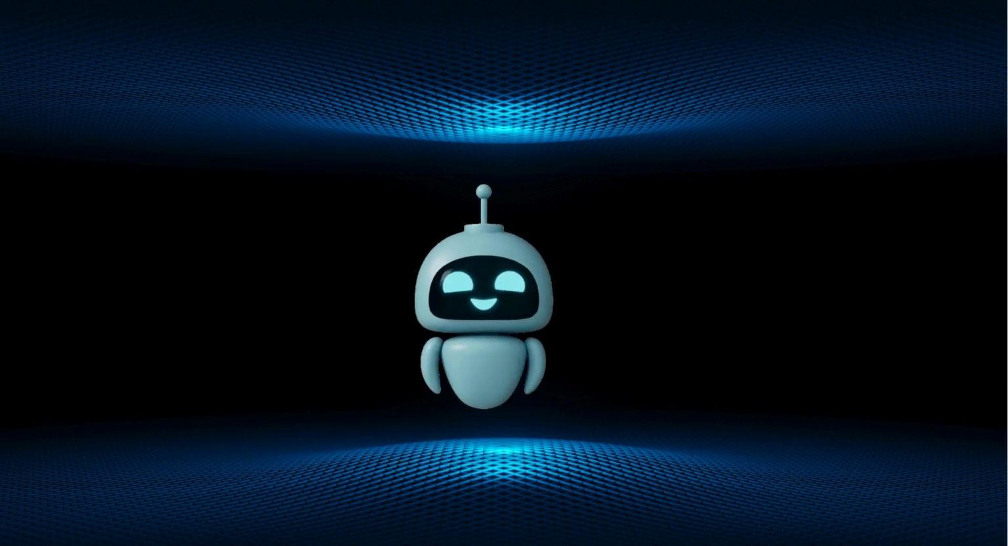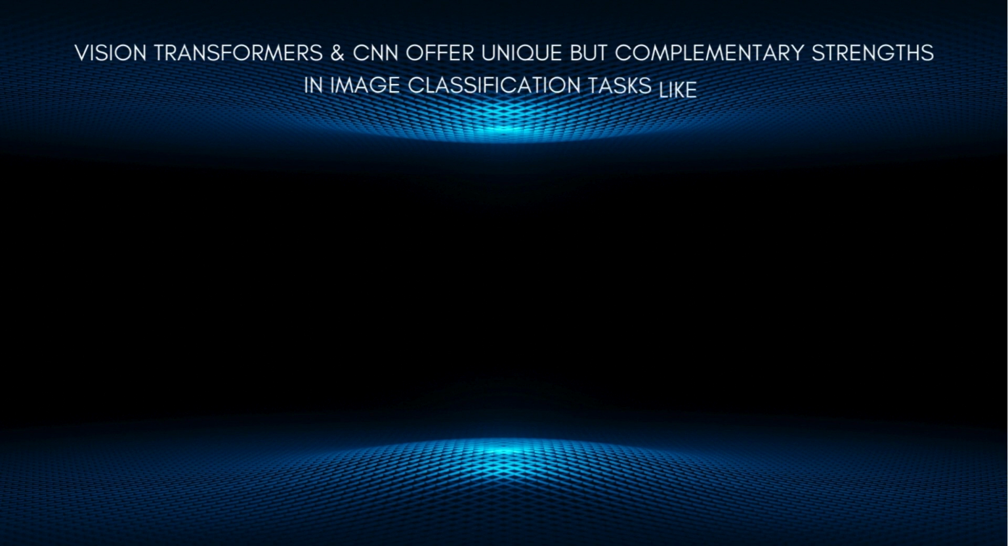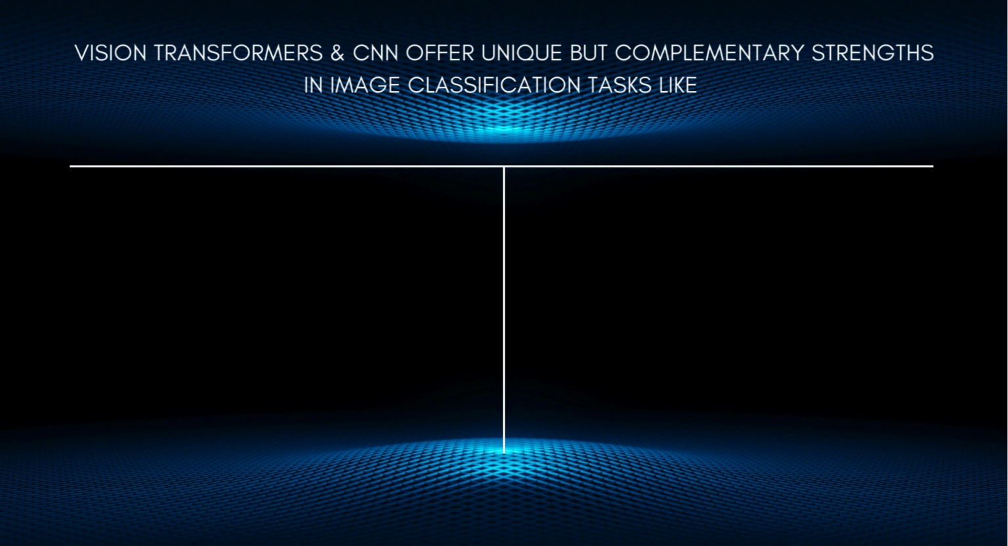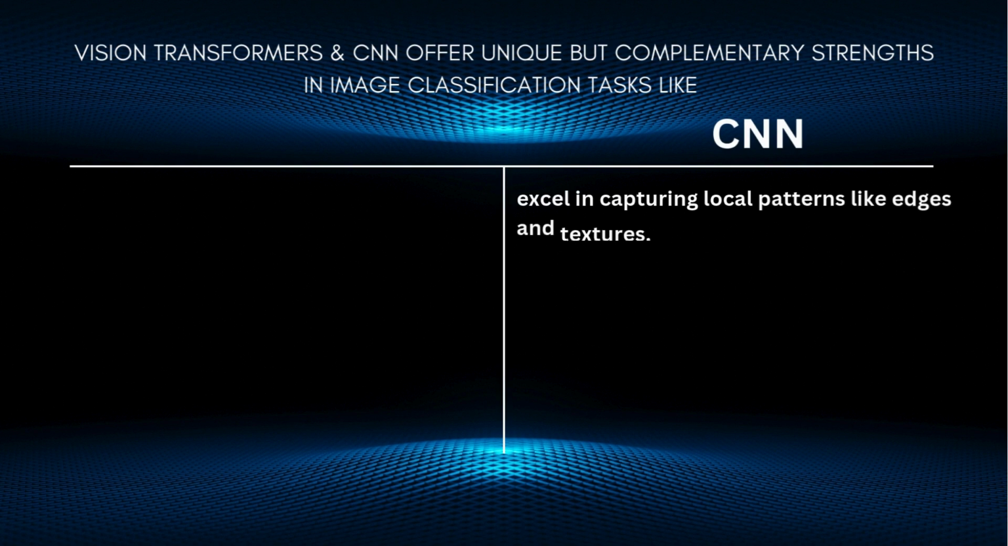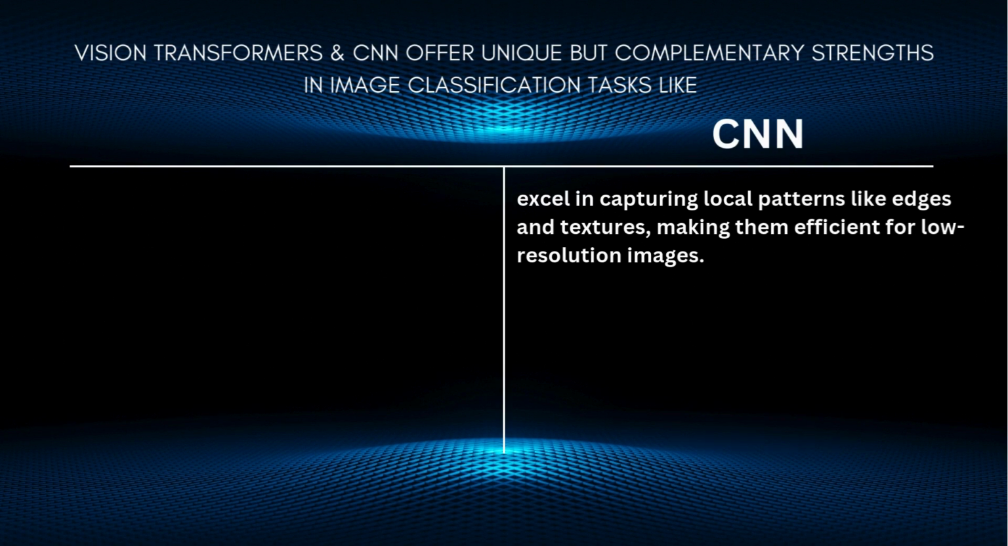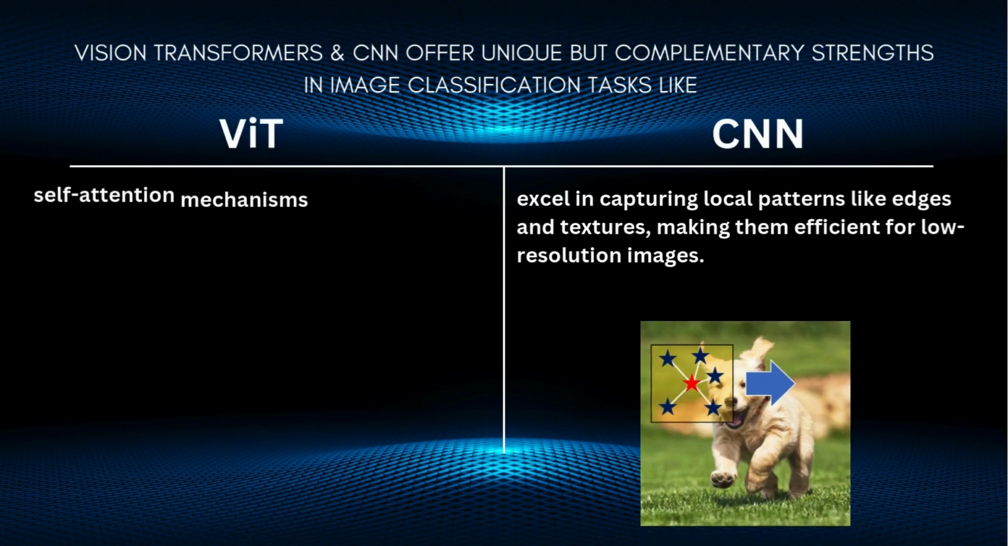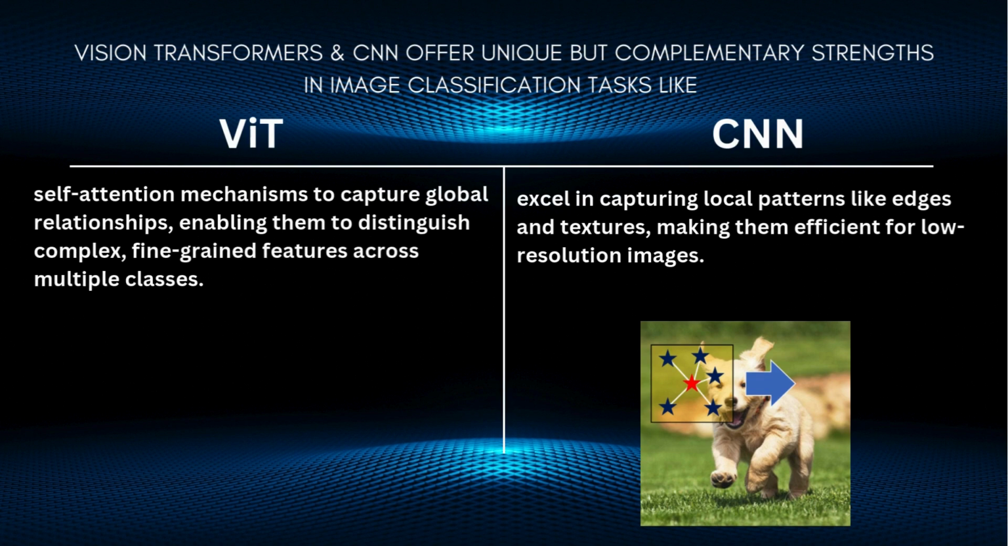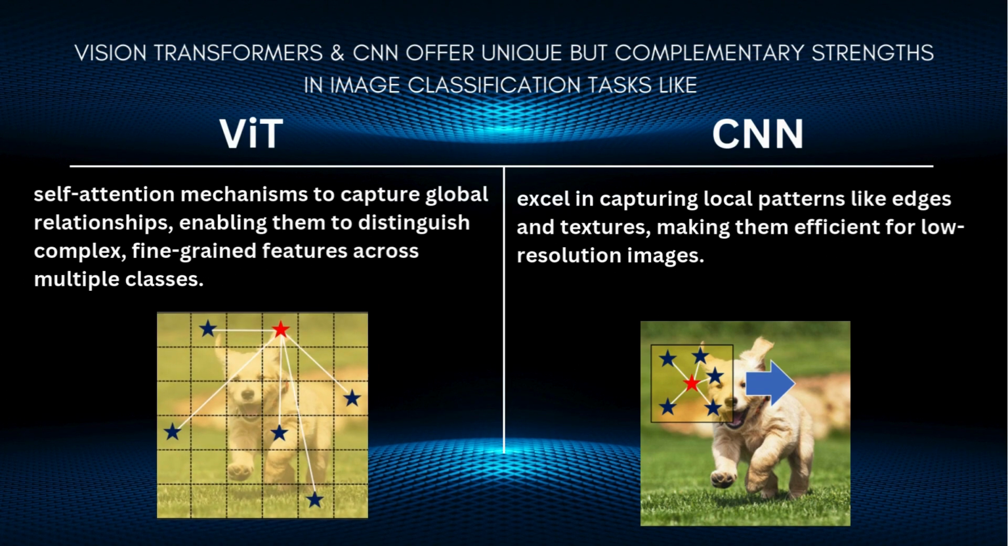Finally, we reach our video conclusion. Machine learning and vision transformers. ViTs offer unique but complementary strengths in image classification tasks, especially when applied to datasets like CIFAR-100. Traditional machine learning models, such as CNNs, excel in capturing local patterns like edges and textures, making them efficient for low-resolution images. In contrast, ViTs leverage self-attention mechanisms to capture global relationships, enabling them to distinguish complex, fine-grained features across multiple classes.